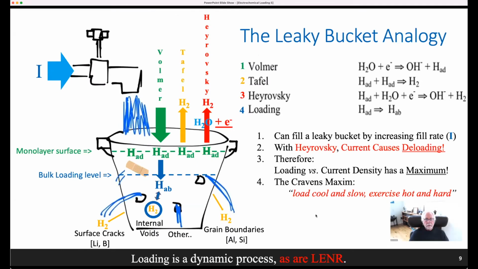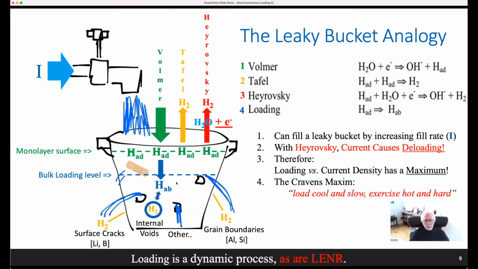Apologies for this drawing. I didn't even draw it. I stole it from the internet, but it's the analogy of the leaky bucket, which I've always used to describe this system. Volmer is the current. It's the water pouring into the bucket. Tafel and Heyrovsky are taking adsorbed species away. We want the monolayer concentration of the hydrogen adsorbed species to build up to high chemical potential to promote high chemical potential of the absorbed species. The H-ab is a loaded hydrogen atom. This is what we're attempting to promote.